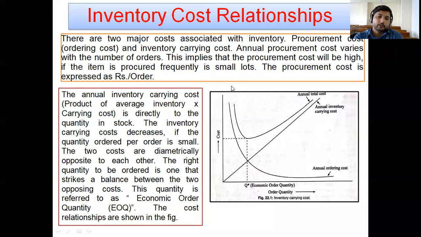This quantity is referred to as economic order quantity, in bracket EOQ. Full stop. The cost relationships are shown in the figure. Now you can draw this figure. I will give you 2 minutes to draw this important figure.